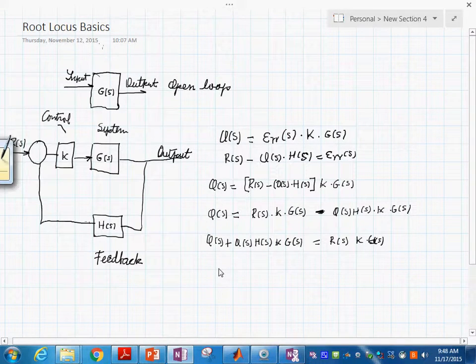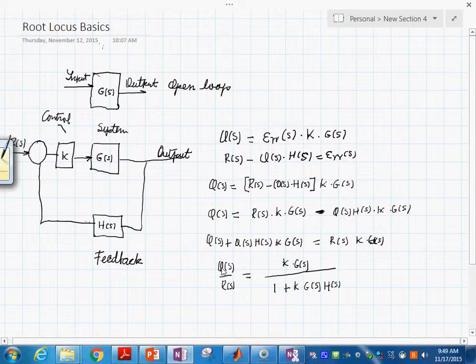Remember what we want. We want the output over the input. So we want output over R of S. This is equal to, up here, K times G of S, divided, this would be over 1 plus K times G of S times H of S.